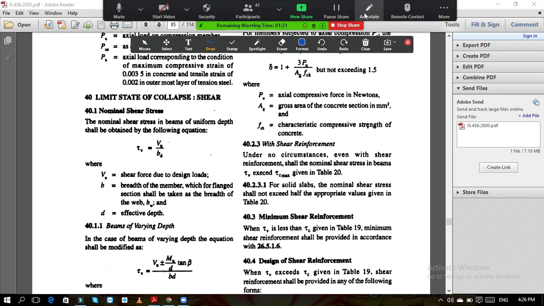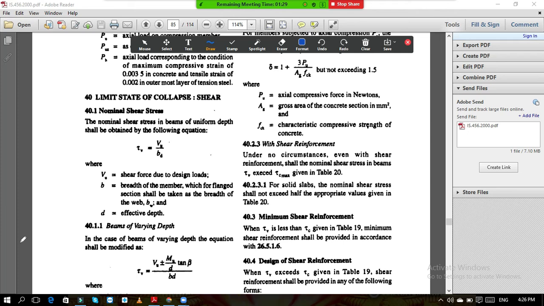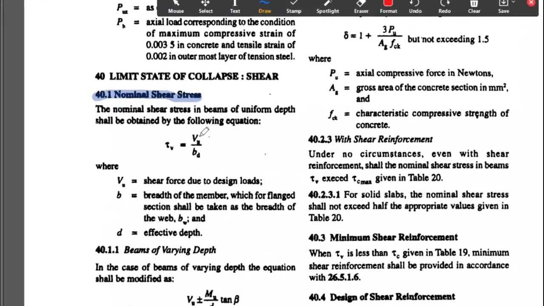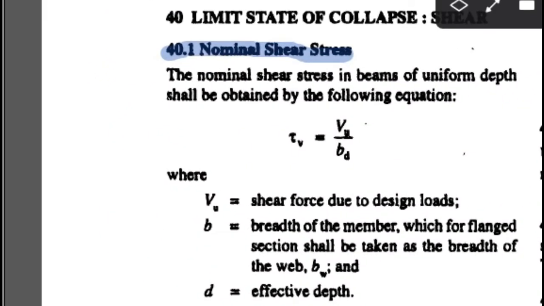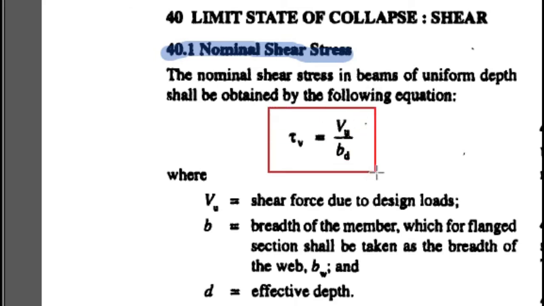So I will highlight this. See, nominal shear stress. What is the formula? It is given as the nominal shear stress in beams or slabs. It can be calculated as tau v is equal to Vu upon bd. So this is the formula, and the explanation of each and every term is given over here.